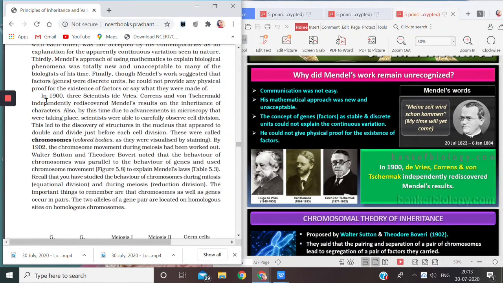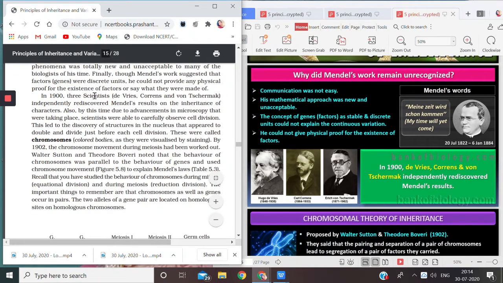Okay, now you see here in 1900, three scientists, children please underline, because generally in boards we are getting such one marker questions as who discovered or who invented the various concepts or theories or organs or parts. So you should also underline the names of the scientists who did that. So three scientists were De Vries, Correns, and von Tschermak.